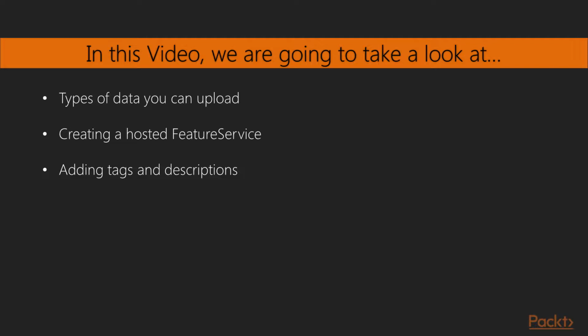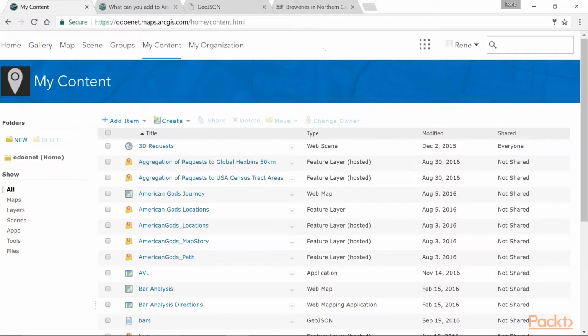And once you've uploaded that data, we're going to look at how easy it is for you to create what's called a hosted feature service inside of ArcGIS Online so that you can actually work with that data and share it. And then once you've got that service, we're going to look at the different options you have to provide tags, descriptions, and how tags are used in the platform to make it easier to find different data sets, and so on.